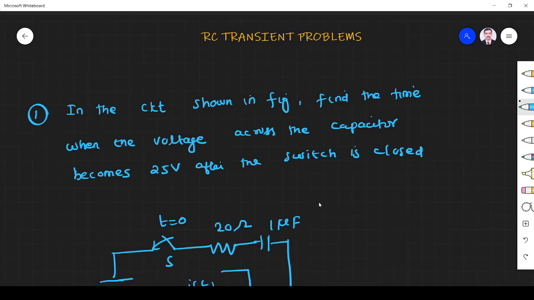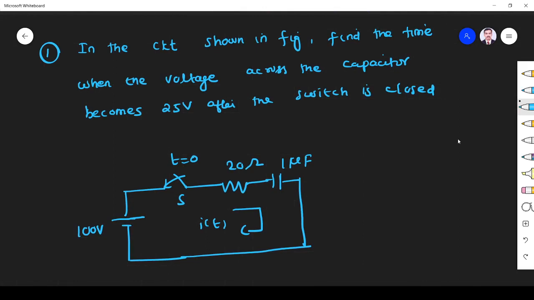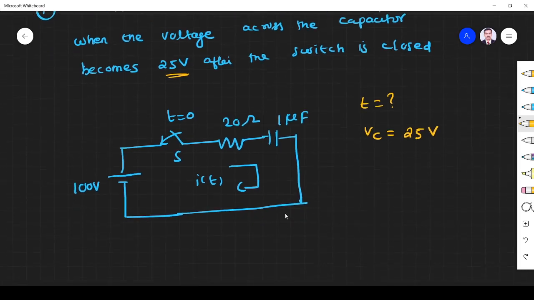Hi friends, in this video we see problems related to RC transient circuit. The first problem is, in the circuit shown in the figure, find the time when the voltage across the capacitor becomes 25 volt. So we have to find the time t when voltage across capacitor becomes 25 volt after switch is closed. Okay, how we are going to see?